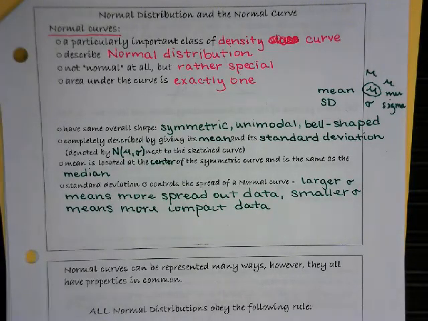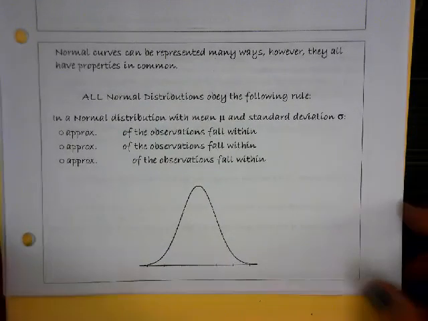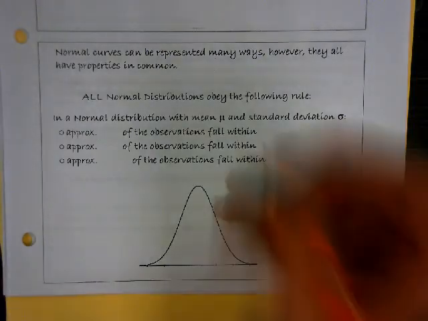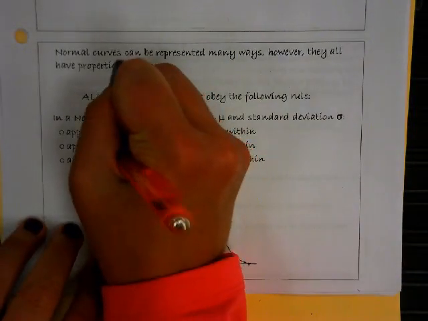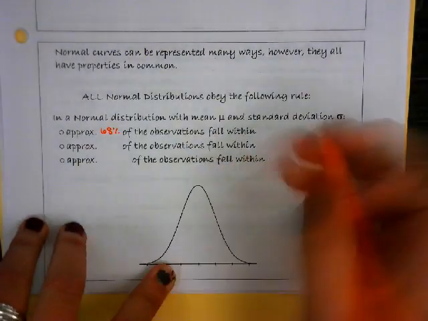You can represent normal curves in quite a few ways, but they all have the same properties in common, and they all follow the same rule. And that rule is that in a normal distribution with mean mu and standard deviation sigma, 68% of the data or observations fall within one standard deviation of the mean.